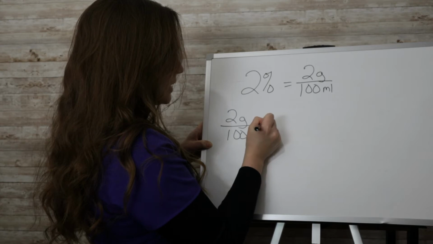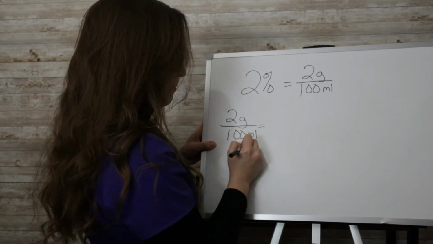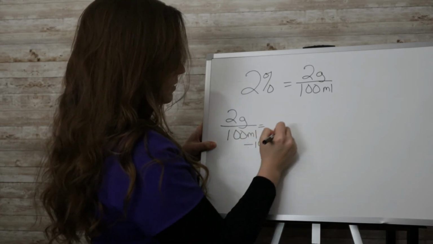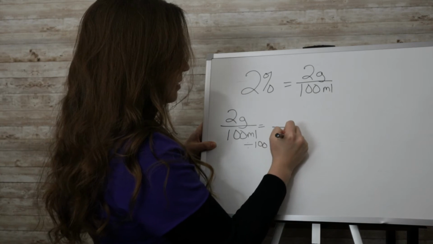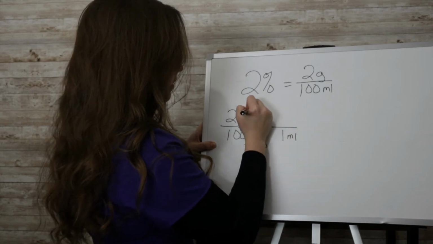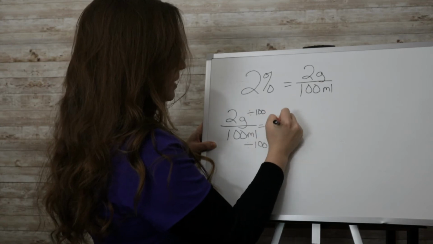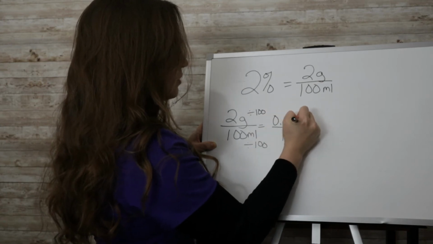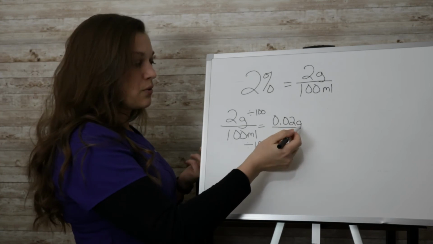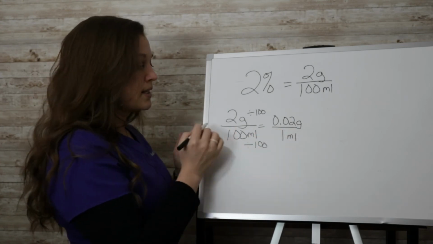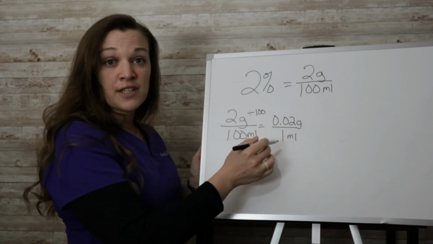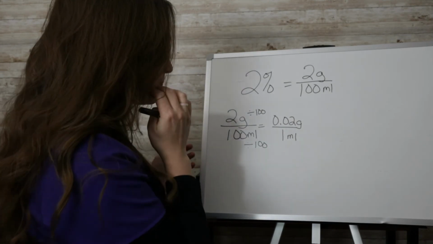Get our fraction down into manageable form. So this was 1. Divide by 100 again. 0.02. But again, we're still in grams. All we did here was simplify our fraction so that it's easier to work with.